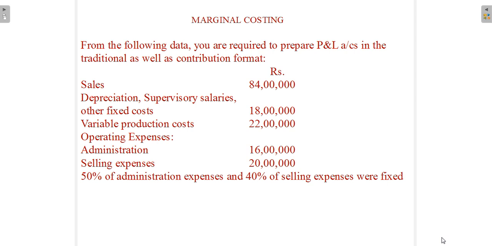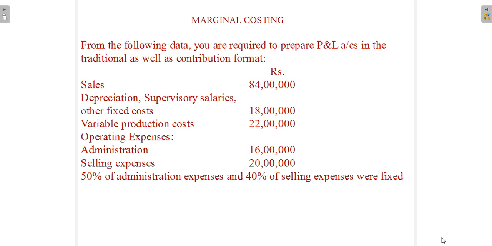In this video, we will be discussing a couple of problems under the marginal costing topic. We will be discussing problems that can be worked out in the traditional as well as the contribution format. We'll also be discussing the difference between absorption costing and marginal costing. So let's dive right into the topic.